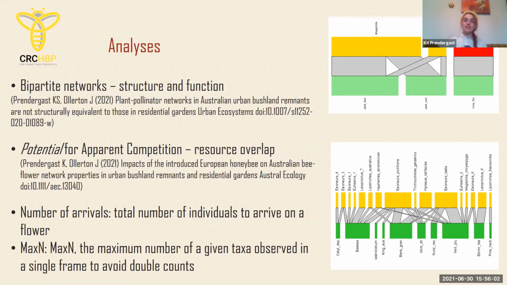In particular, there's this index called the potential for apparent competition, which is basically a really neat way of looking at resource overlap and therefore the potential for competition. And with our analyses, we looked at both the number of arrivals, which is your typical analysis for visitation networks, as well as another metric called max N, which has not been used before in plant pollination studies, but is used a lot with this sort of video recording software for underwater analyses, which is what this design was inspired by.